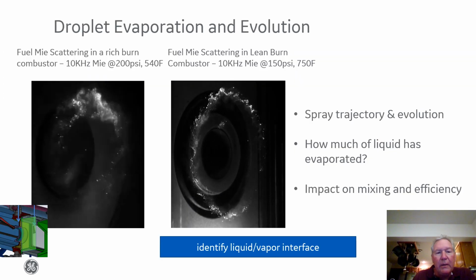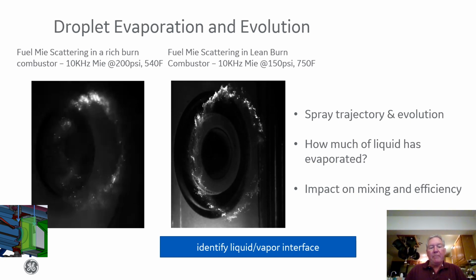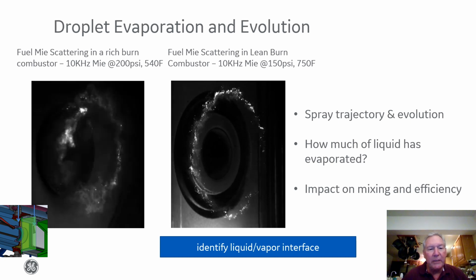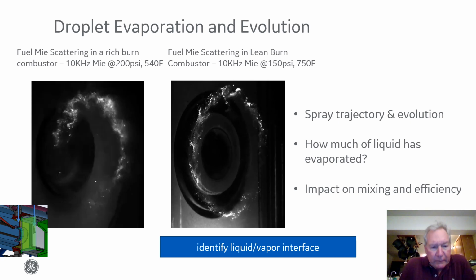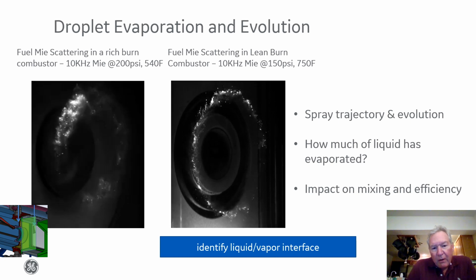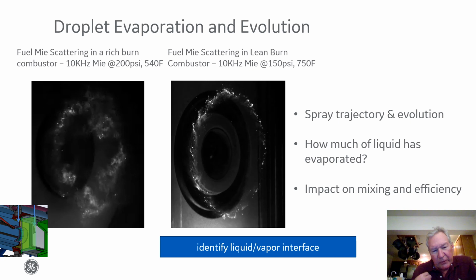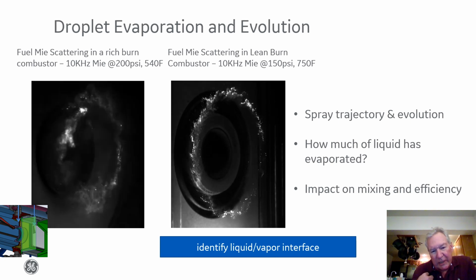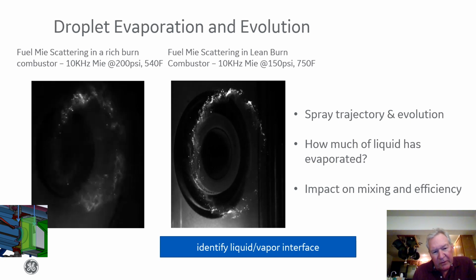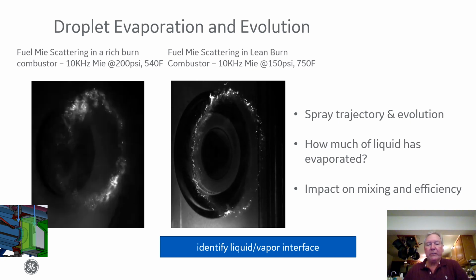This is an example of a measurement we made in one of our test single nozzle combustion rigs, where we oriented a laser sheet downstream of these two fuel injection systems. So we're looking at the front end of a combustion chamber. We have on the left-hand side a rich burn configuration. On the right-hand side, it's a lean burn configuration.